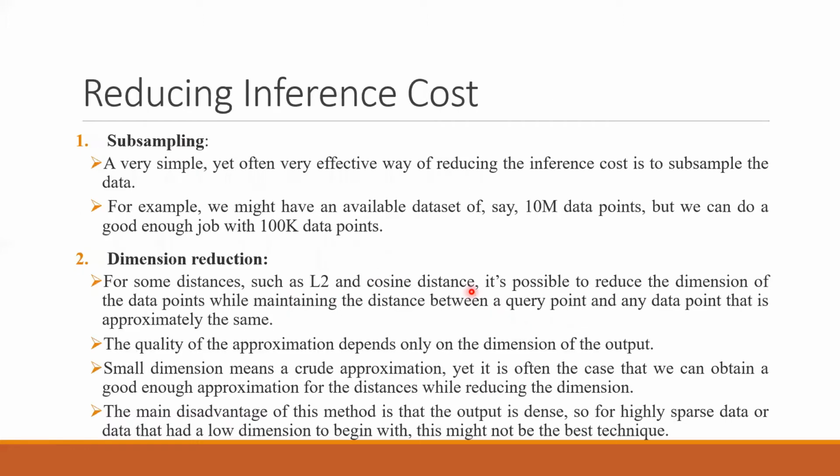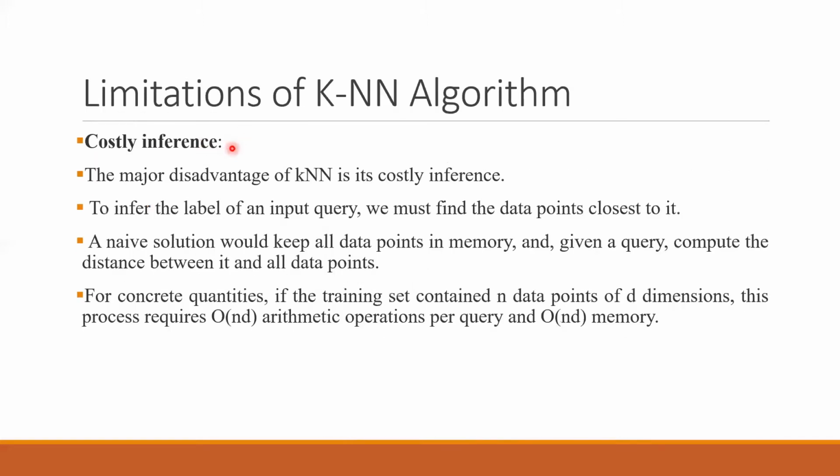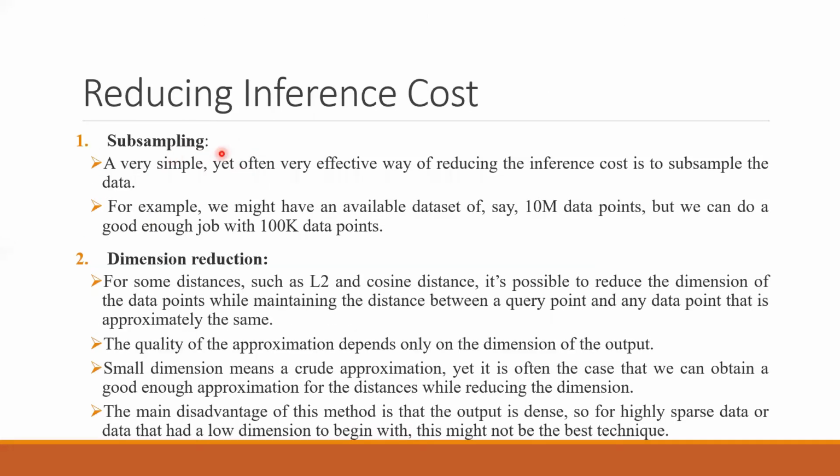So this is one of the limitations, that it is very costly. Now how can we reduce that cost? One of the methods is subsampling. Let's say that we have 10 million data points. Let's say that we randomly select 1 lakh points out of them. Based on those 1 lakh points also, we can make a similar kind of prediction which we would have made for the 10 million points.